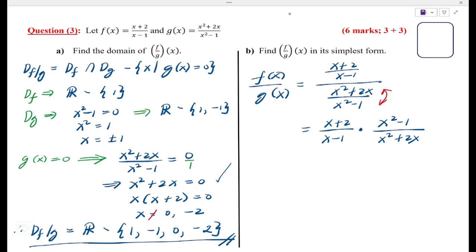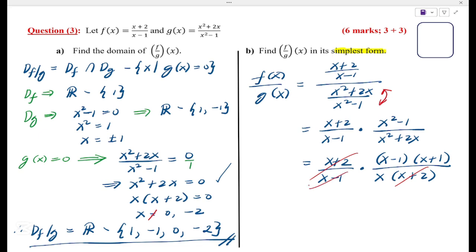Then you can simplify this answer by factoring this part. So let us try to factor. x plus 2 divided by x minus 1 times the factors of this, which are x minus 1 and x plus 1, and the factors for this denominator are x times x plus 2. Now, try to see the common factors and cancel them out. So x plus 2 cancels with x plus 2, x minus 1 cancels with x minus 1. So the final answer is x plus 1 divided by x. So this is your f over g.